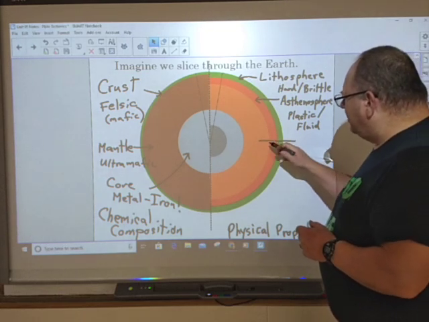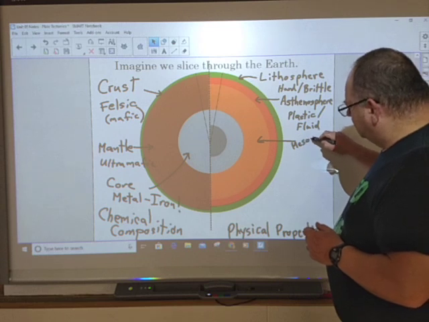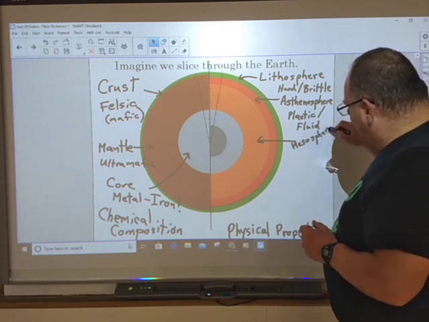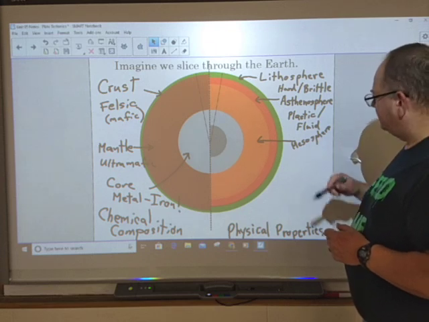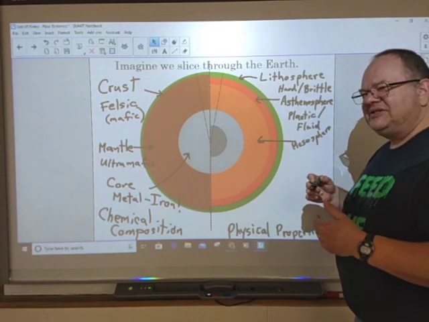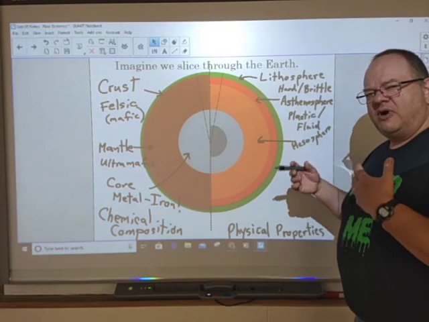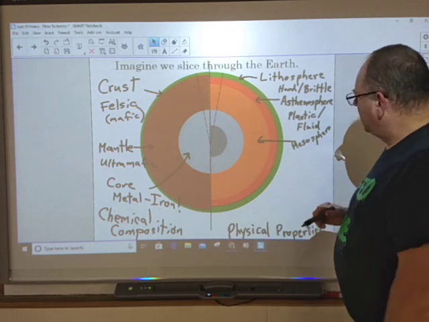All right, the next layer, I'm going to use the word mesosphere. M-E-S-O sphere. S-P-H-E-R-E. Some references use the word mesosphere. Some references just call this the lower mantle. Okay?